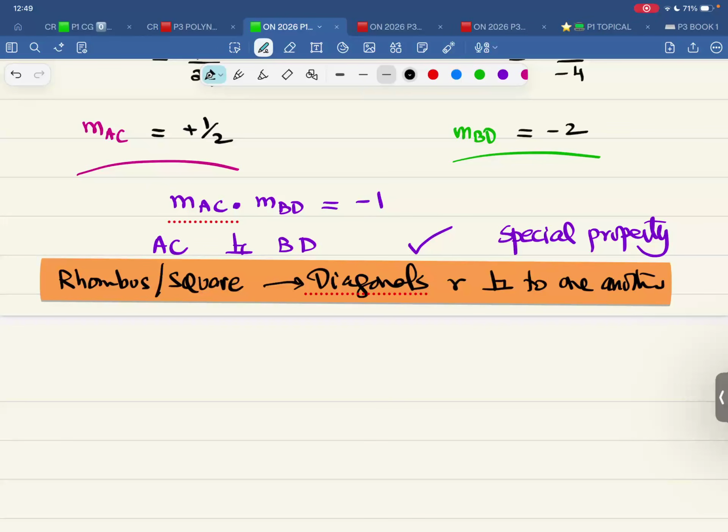Special property of rhombus, square: diagonals perpendicular. Okay, so is this all clear?